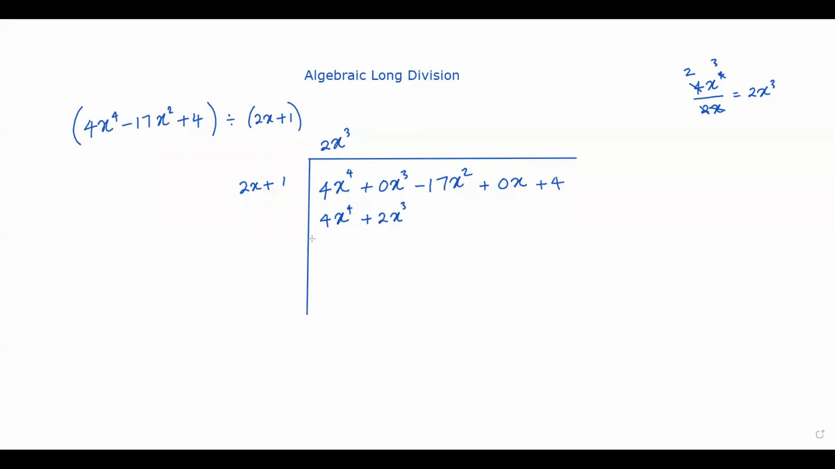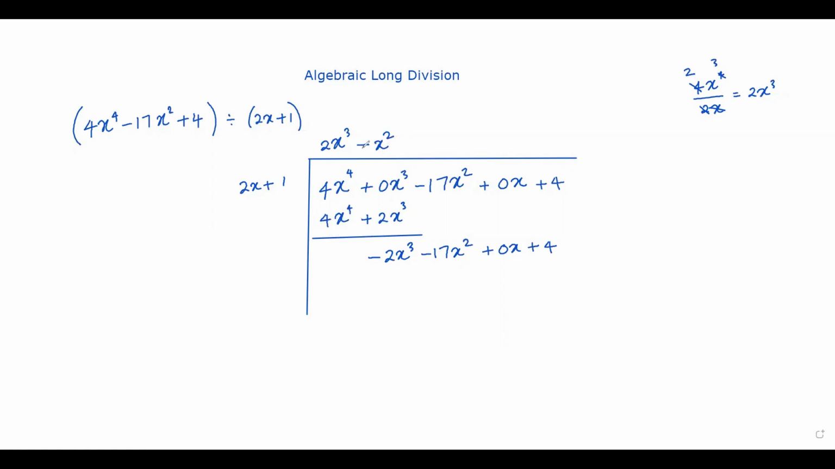Now I'm going to do the takeaway step. Write it neatly. 4x to the power of 4, take away 4x to the power of 4 is 0. Now 0x to the power of 3, take away 2x to the power of 3 will give me a minus 2x to the power of 3. Nothing for 17x squared, so I'm just going to write it like that, plus the 0x, plus the 4. Then again, I'm going to look at the first term of this polynomial here. So I have minus 2x to the power of 3. I need to divide it by 2x. So that is going to give me minus x squared.